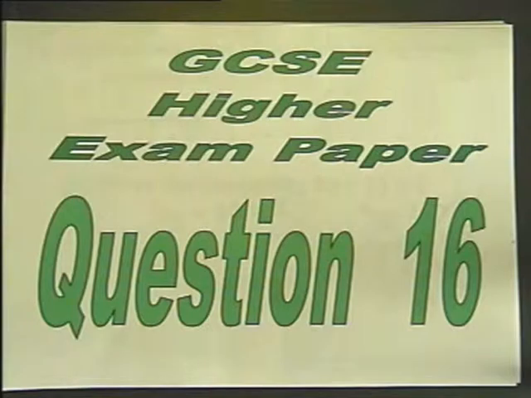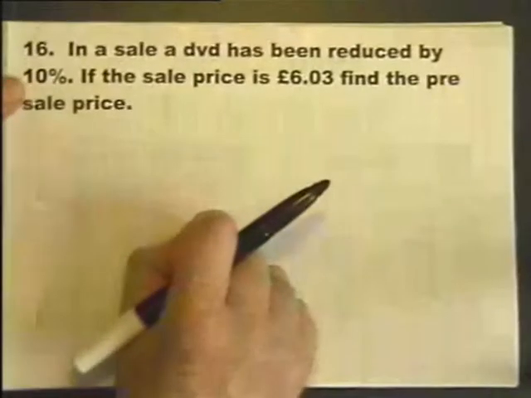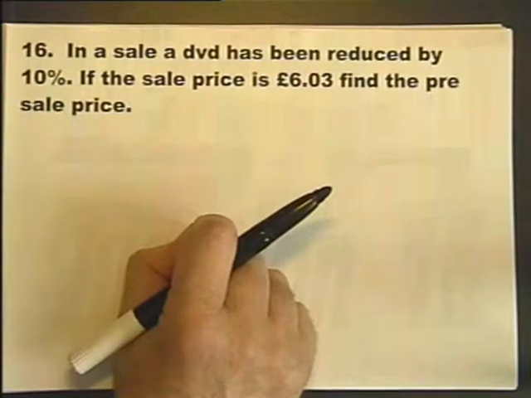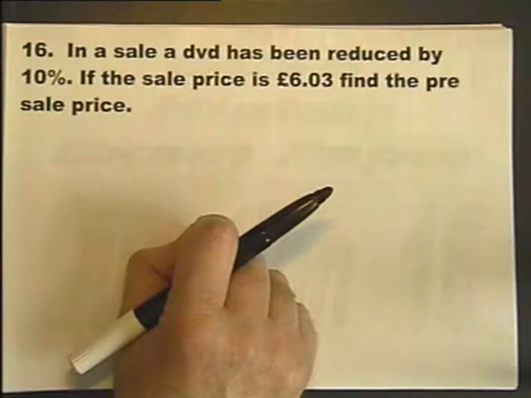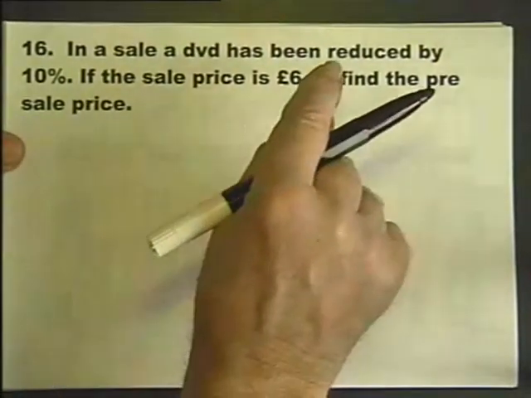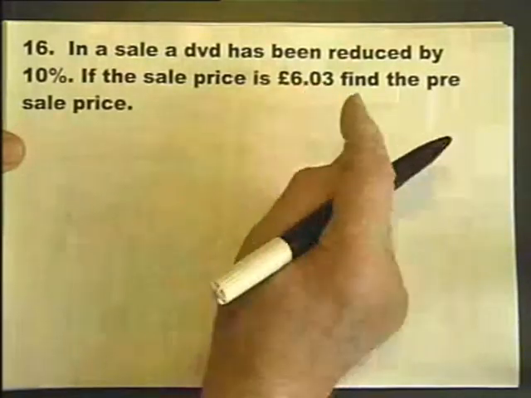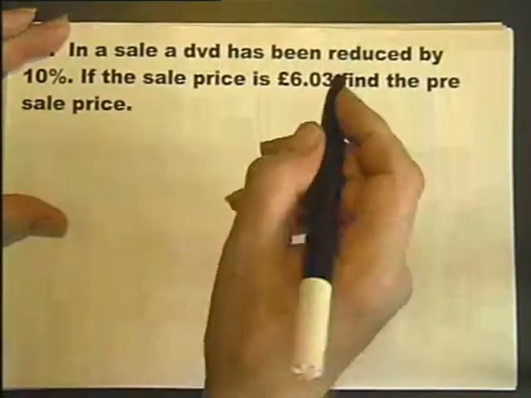GCSE Higher exam paper from 2011, paper 4, it's question 16. In a sale, a DVD has been reduced by 10%. If the sale price is £6.03, find the pre-sale price. So what was it before the sale? Now the most common mistake is to find 10% of that and add it on to that to try and make it go back to what it was. And if you do that, you'll get it wrong. Let's just do it wrong, shall we?